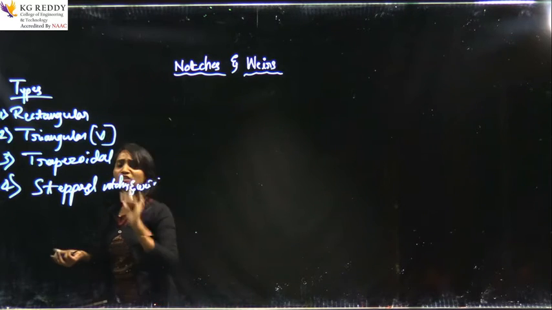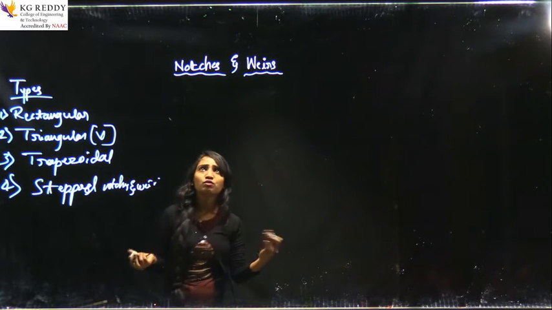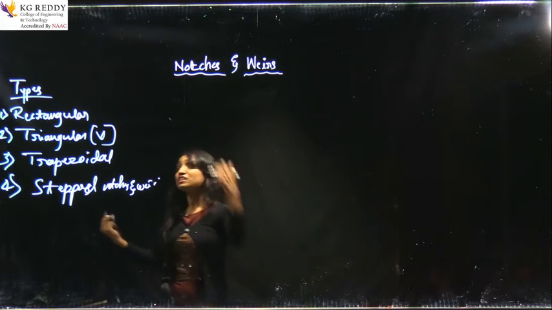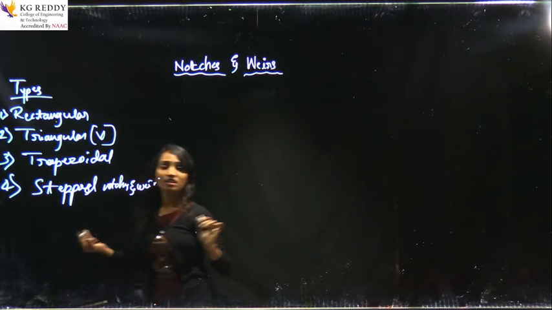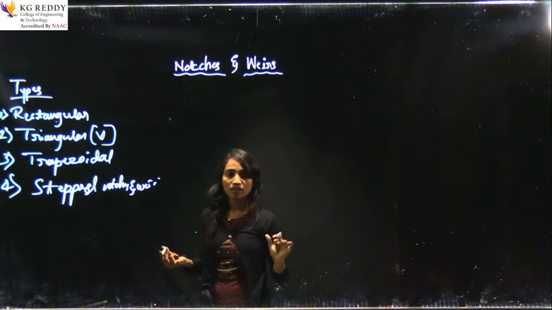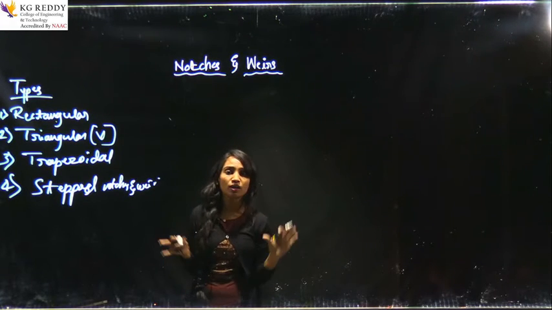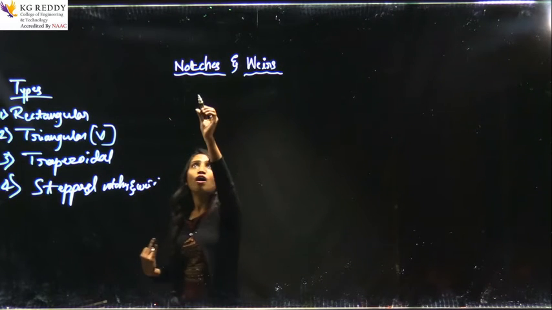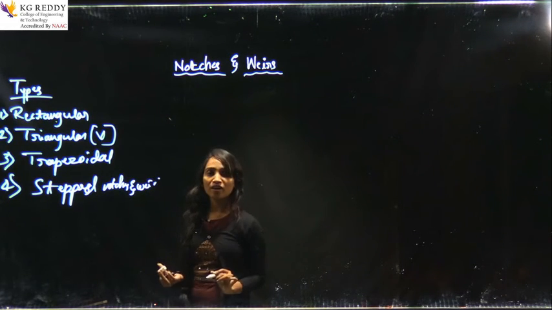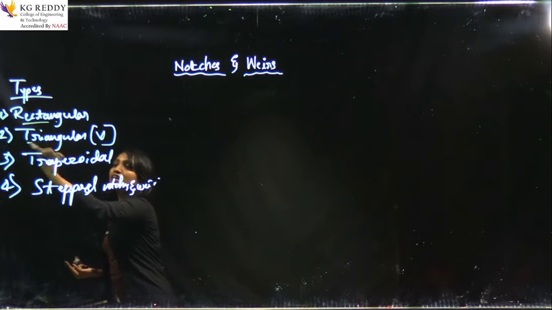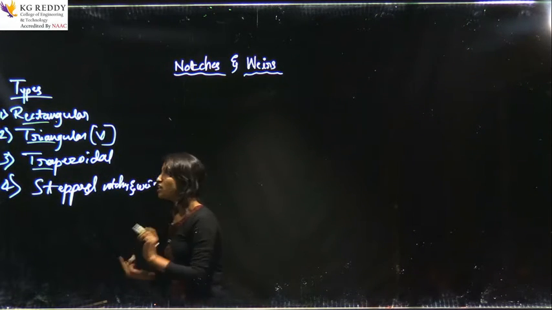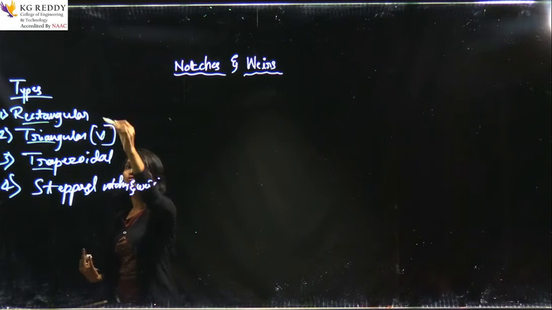After hearing all these names, how do you think they differentiate the different kinds of notches and weirs? Can you guess? Yes, just rectangular, triangular, trapezoidal. That means some shapes. It means the classification of notches and weirs is made according to shapes. Depending upon the shapes, let's discuss one by one.